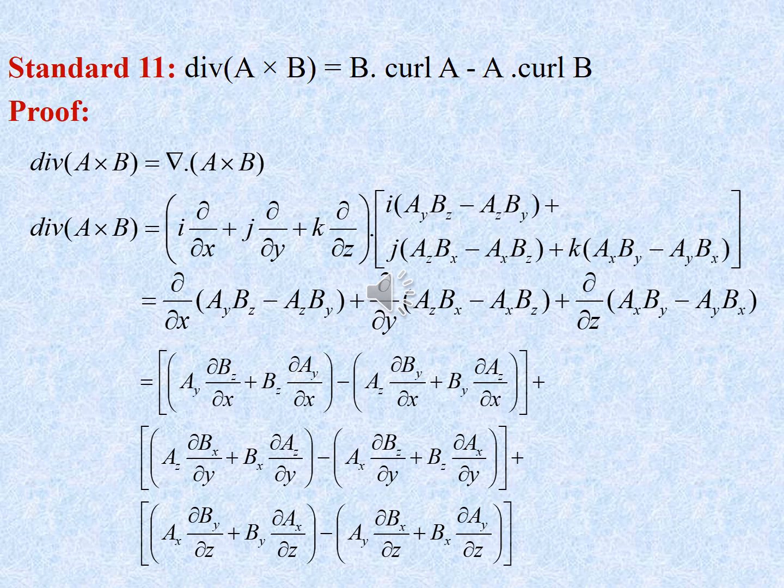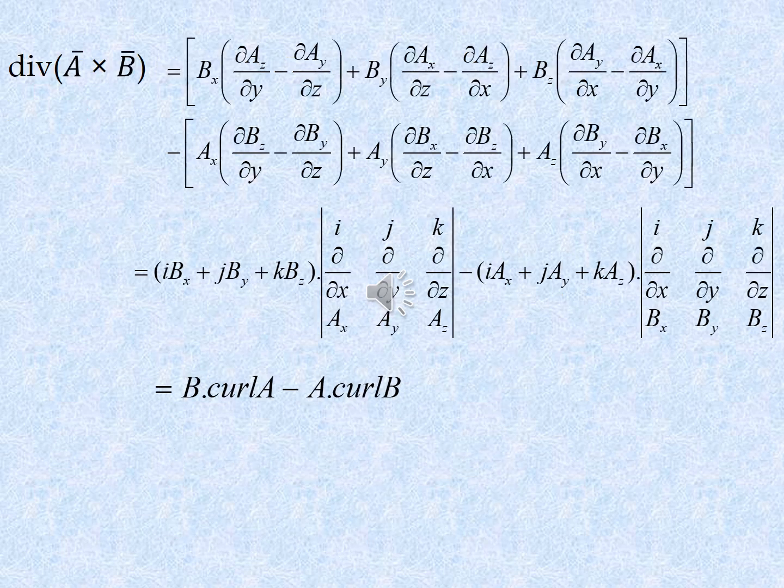So we can write the uv formula with respect to the remaining terms. By using the above equation, we are separating the common terms. After that, we are writing the final equation. So div of a bar cross b bar is equal to bx of (del az by del y minus del ay by del z) plus by of (del ax by del z minus del az by del x) plus bz of (del ay by del x minus del ax by del y) minus ax of (del bz by del y minus del by by del z) plus ay of (del bx by del z minus del bz by del x) plus az of (del by by del x minus del bx by del y).